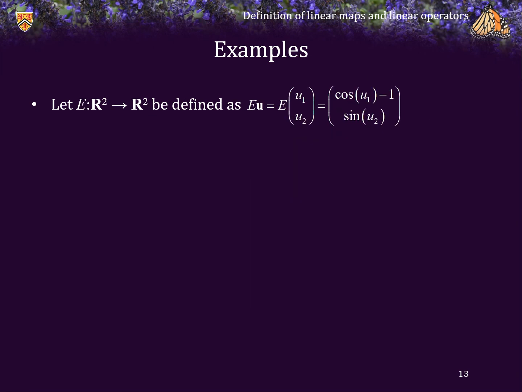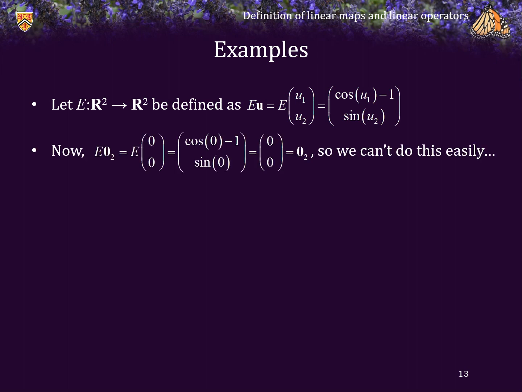Now, here's E. E maps R2 onto R2, where the vector u1, u2 is mapped onto cos of u1 minus 1 and sine of u2. Now, E applied to the 0 vector is cos of 0 minus 1 and sine of 0. But that's just 1 minus 1 and 0, and so, well, we can't show that this is not linear that easily.